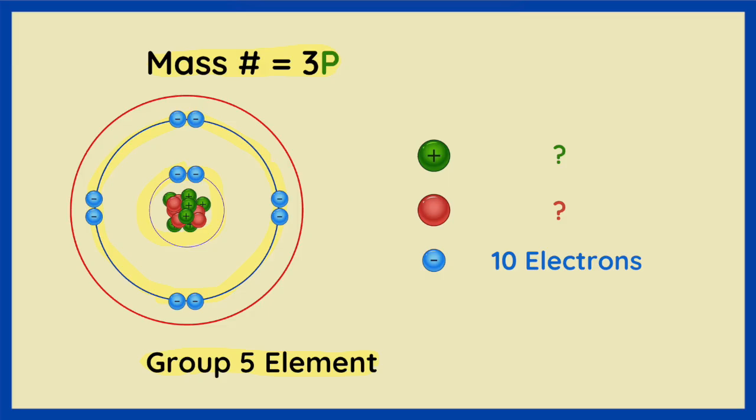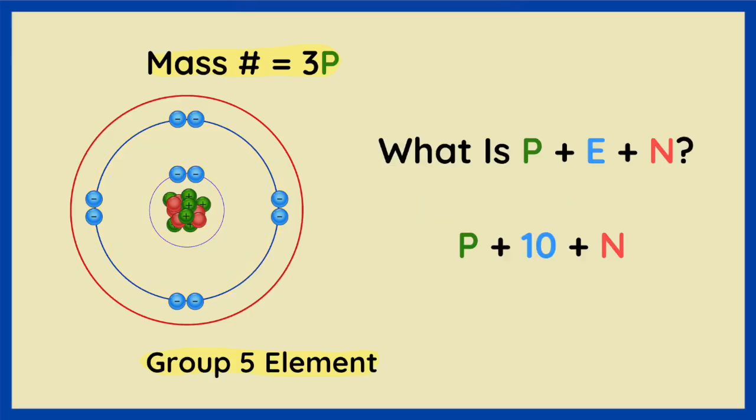We can count up the number of electrons, but not the clump of protons and neutrons because it's too cramped. Our atom has 10 electrons. And with that, we figured out one piece of the puzzle already. P plus E plus N becomes P plus 10 plus N.